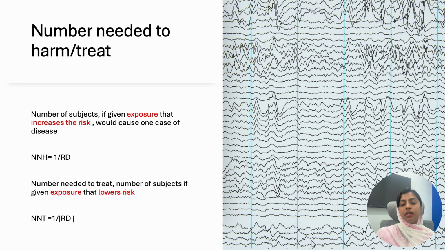For example, if you are taking smoking and lung cancer, how many people need to be exposed before one can develop lung cancer? That is number needed to harm. So the formula is basically 1 by the risk difference. In case of harm, a negative number might come in, due to which you use the absolute value. So then it is 1 by the risk difference. This is the formula for the number needed.